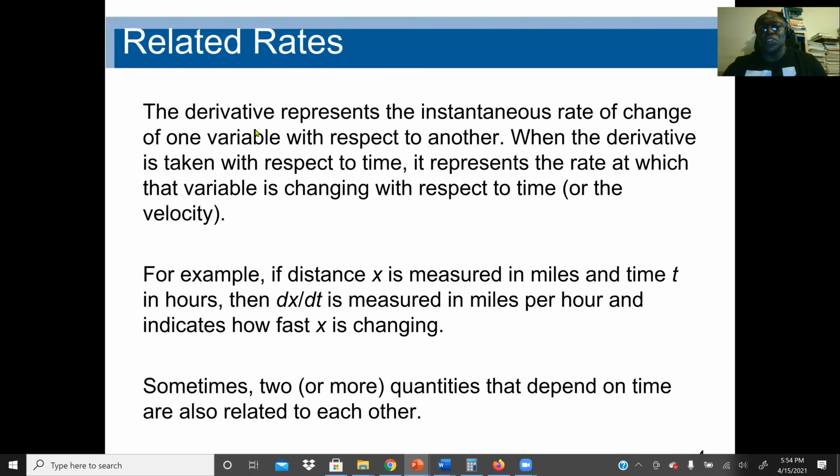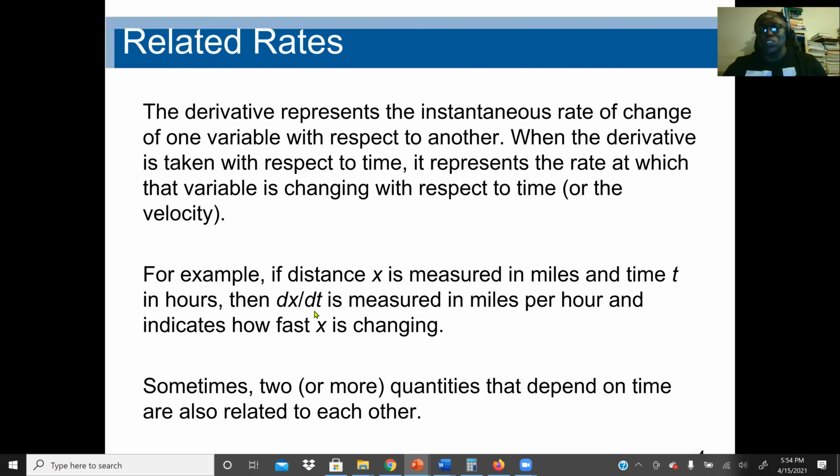So here we say the derivative represents the instantaneous rate of change of one variable with respect to another. Even our definition of calculus involving a single variable is the rate of change of something, or the rate of change of a phenomenon, with respect to a second variable. In related rates, we're mostly going to focus on with respect to time. When the derivative is taken with respect to time, it represents the rate at which that variable is changing with respect to time, or the velocity.